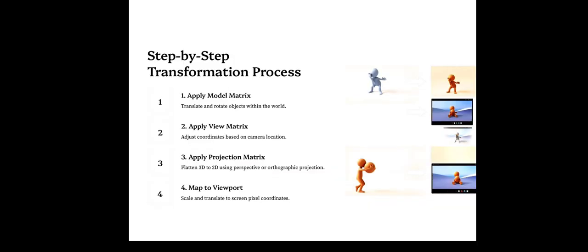Step by step transformation process. First, apply model matrix, translate and rotate objects within the world. Second, apply view matrix, adjust coordinates based on the camera location. Third, apply projection matrix, flatten 3D to 2D using perspective or orthographic projection. And the last one is map to viewport, scale and translate to screen pixel coordinates. To display objects, world coordinates, normalized coordinates, and device coordinates are used on the screen. Transformation includes scaling, translation, rotation, important for rendering graphics properly.